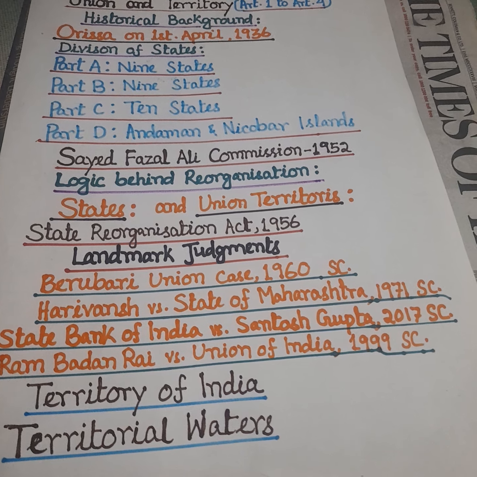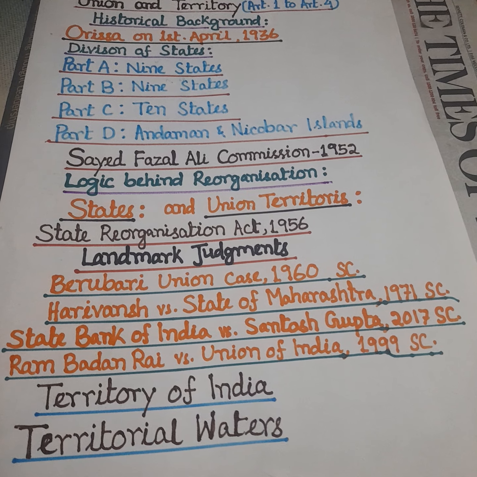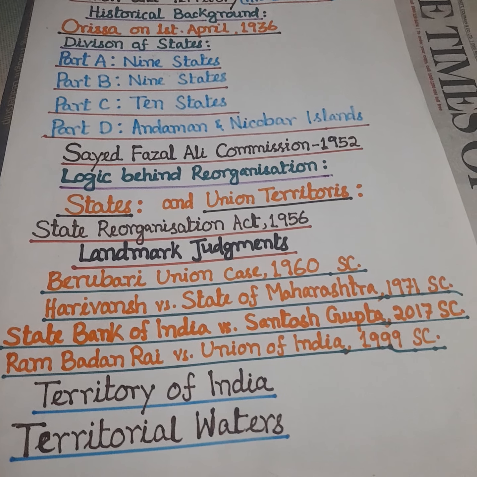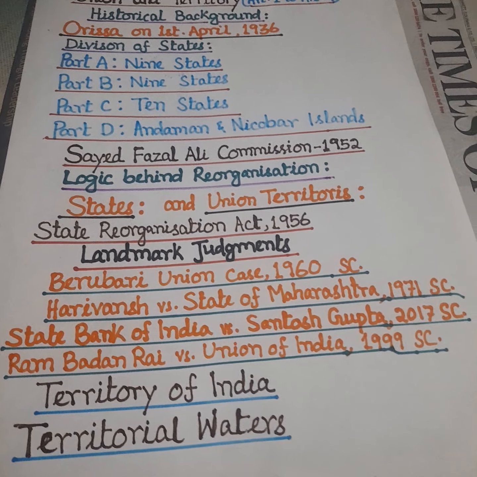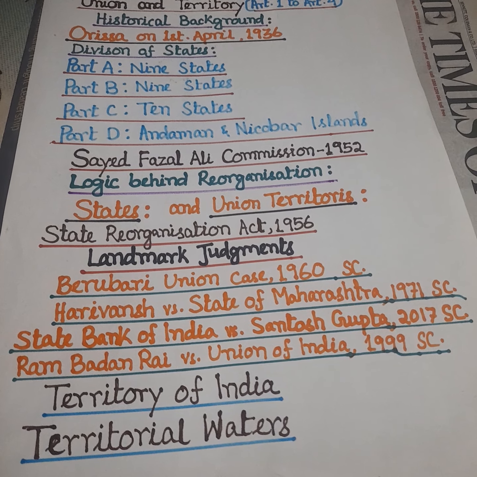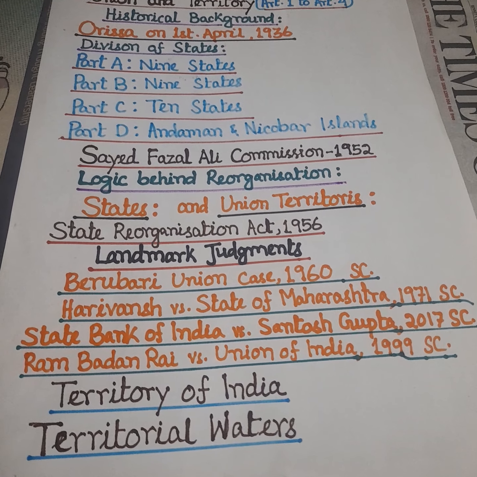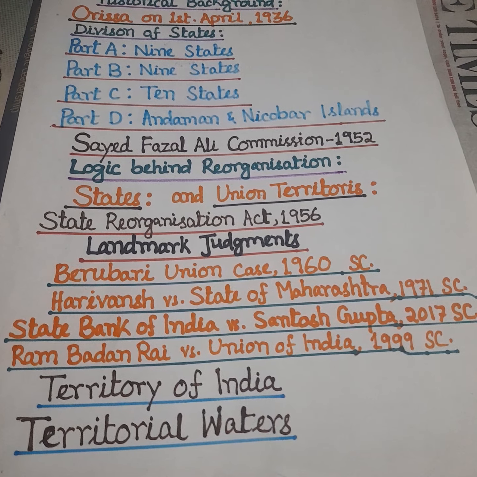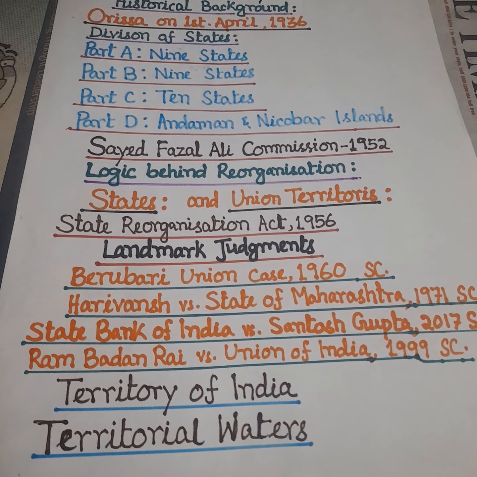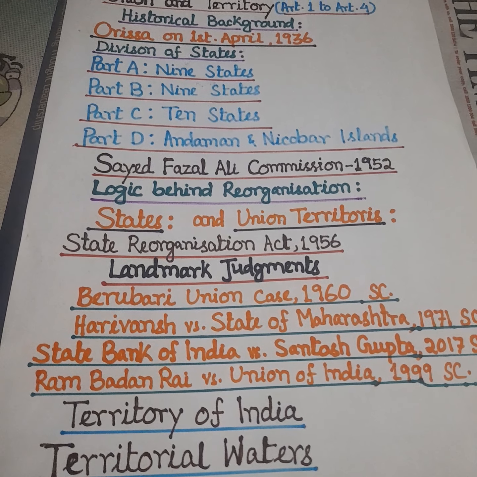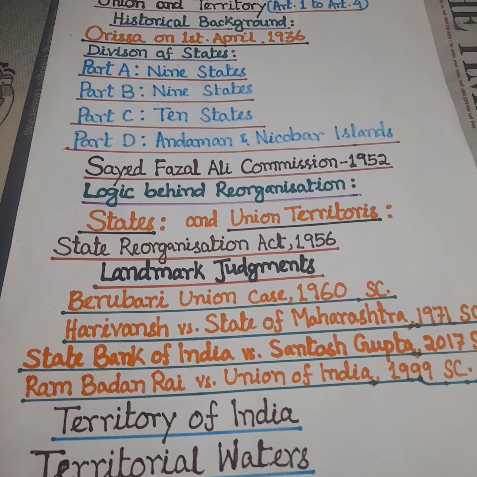Looking at the historical background before independence, on the basis of linguistic and cultural base, the first such state in India during that period was created by the Britishers, and that was Odisha, which was formed as a separate state by carving out from the Madras Presidency and the Bengal Presidency, on 1st April 1936.